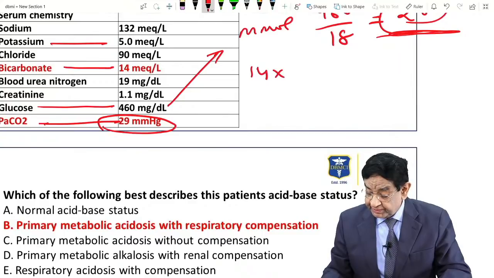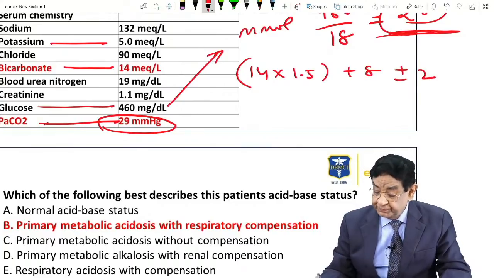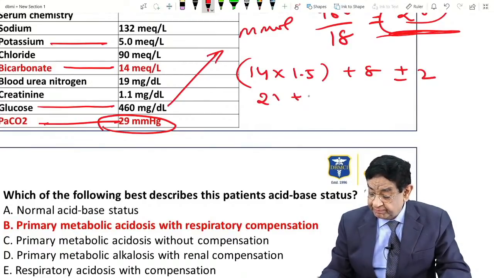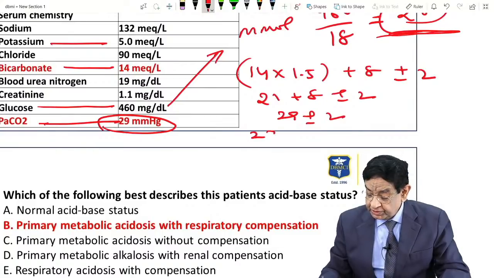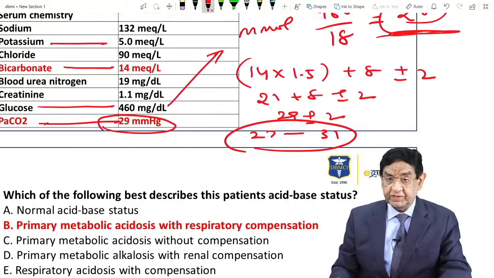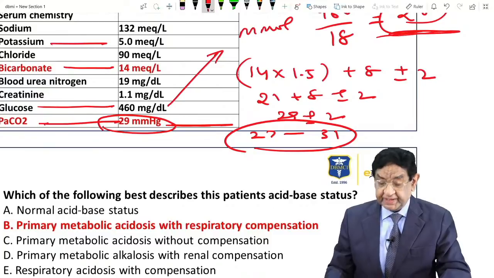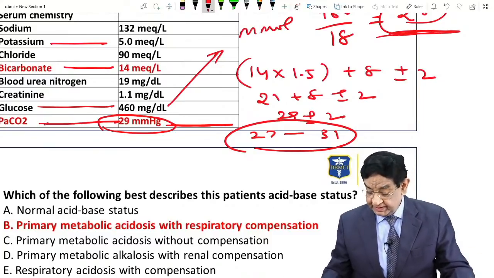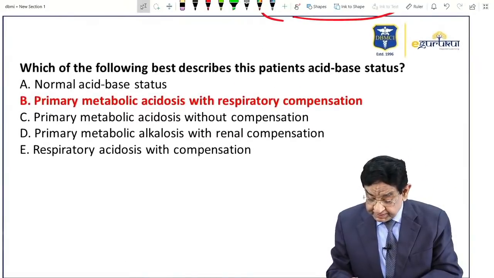So 14 multiplied by 1.5 plus 8 plus minus 2. This is 21 plus 8 plus minus 2. So this is 29 plus minus 2, 27 to 31. So this comes out to be 27 to 31, and ours is 29. It is very much fully metabolic control. This is the answer.